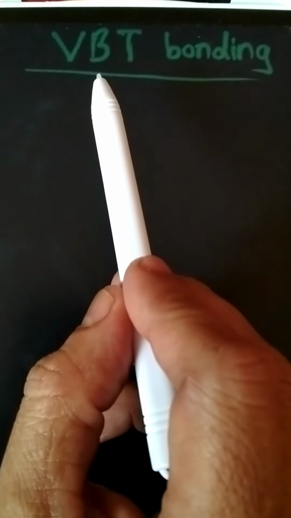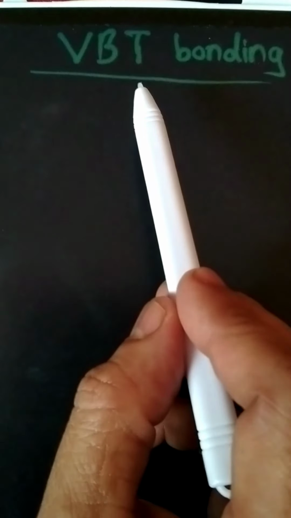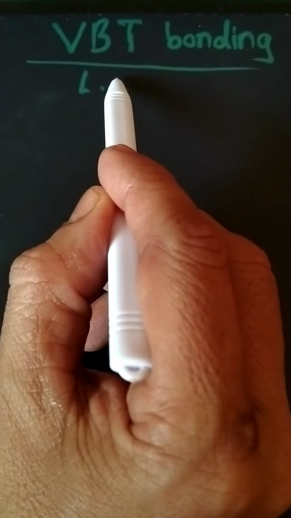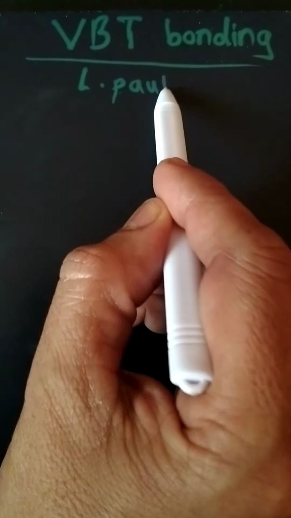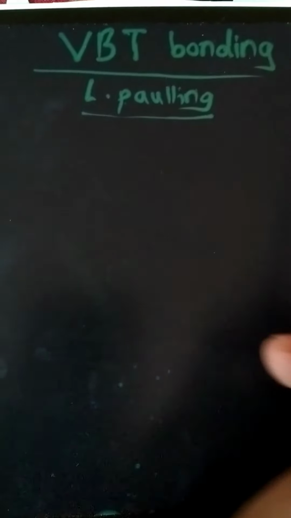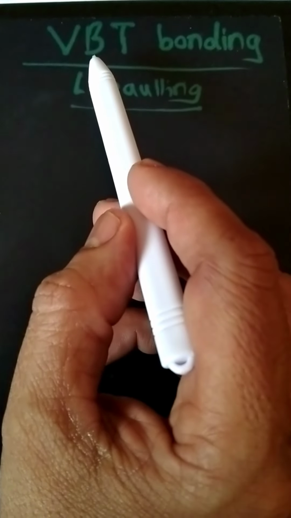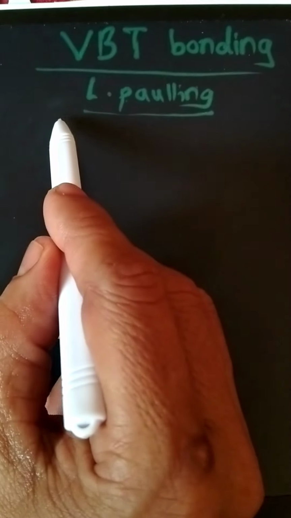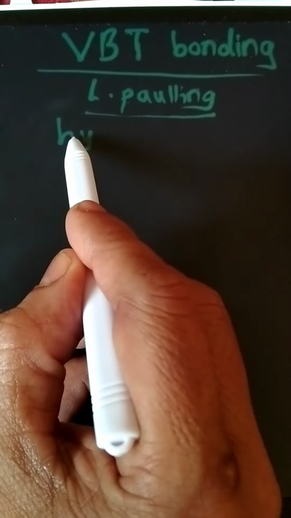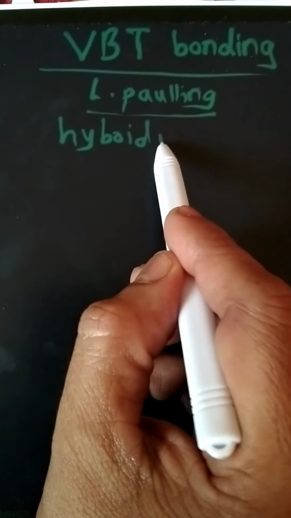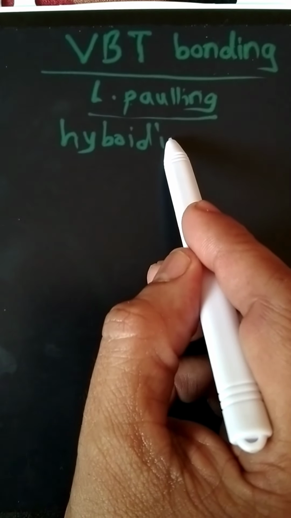Today we'll learn the basic theory of covalent bonding, that is valence bond theory or VBT. It was introduced by the chemist Linus Pauling. Pauling received the Nobel Peace Prize as well as the Nobel Prize for his basic theory of covalent bonding, valence bond theory. This theory explains the hybridization of the covalent molecules, not only covalent but also coordinate type of molecules and compounds.